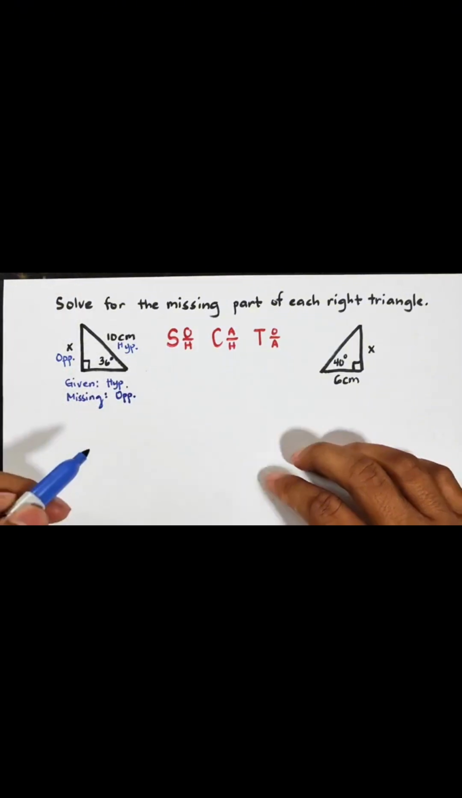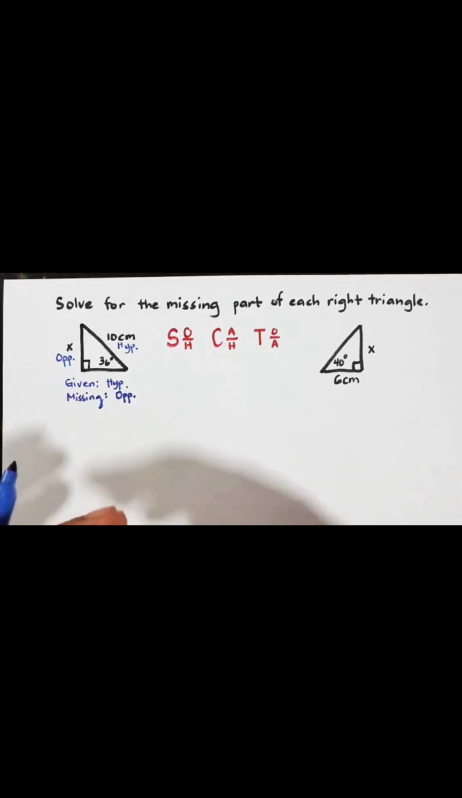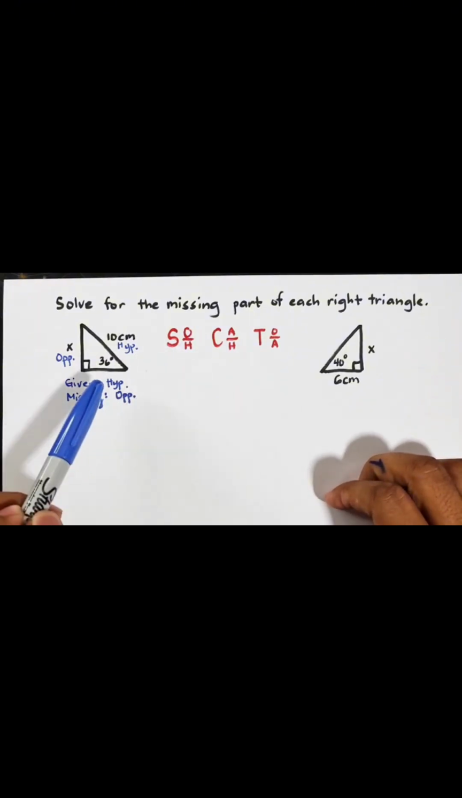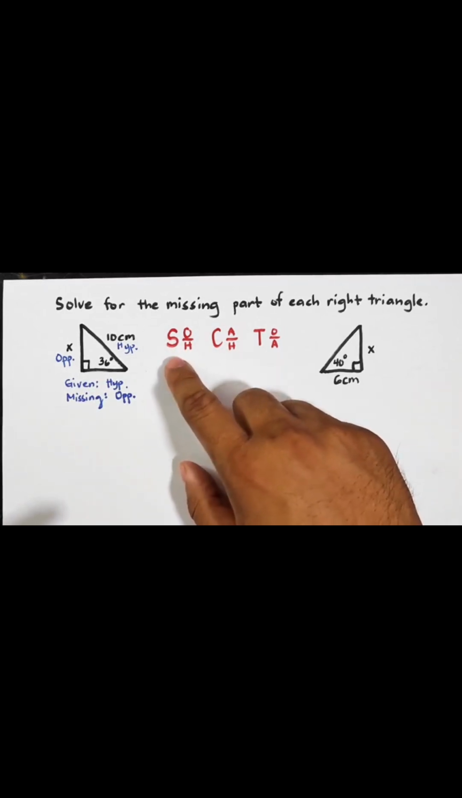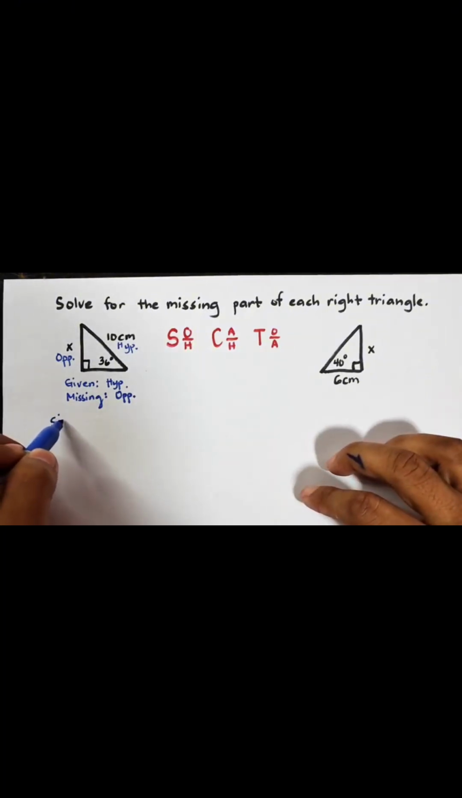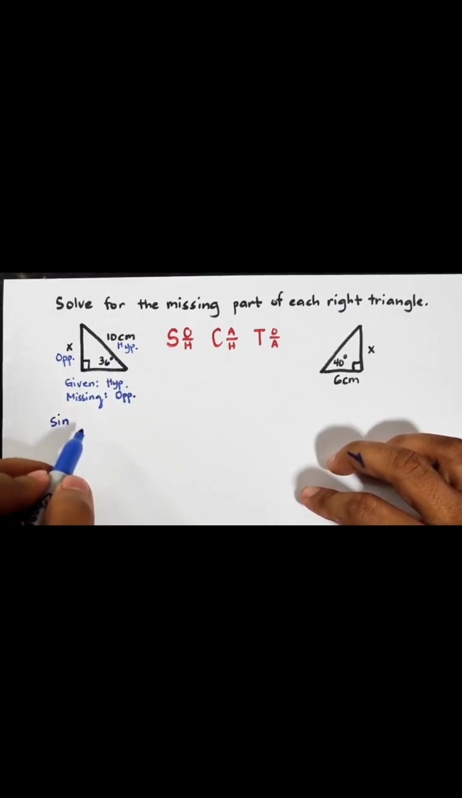So how are we going to decide which one among these three is useful for our given problem? Remember, you need to know which ratio has the opposite and hypotenuse. Okay, very good, you're correct. We can use SOH. Therefore, we will use sine. Then we copy the acute angle, which is 36 degrees. So what we have is sine 36 degrees.